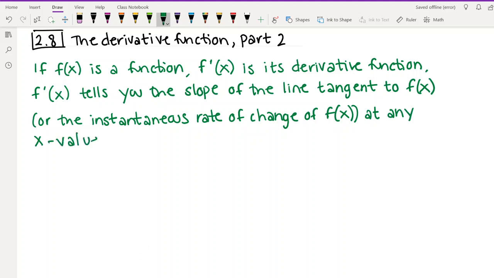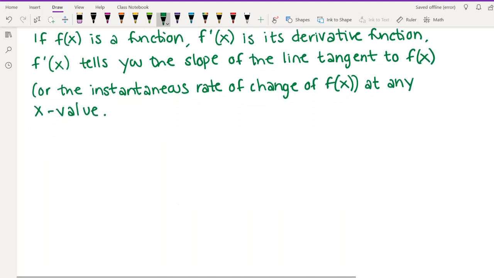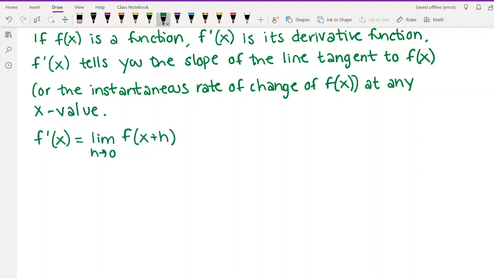And so how do we actually calculate the derivative function? Well, we use the equation or the limit. f prime of x is equal to the limit as h approaches 0 of f of x plus h minus f of x all over h.